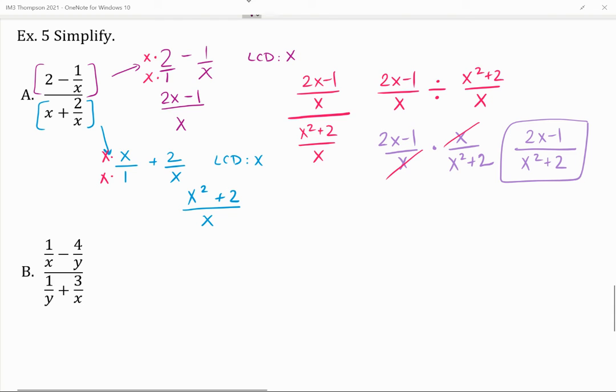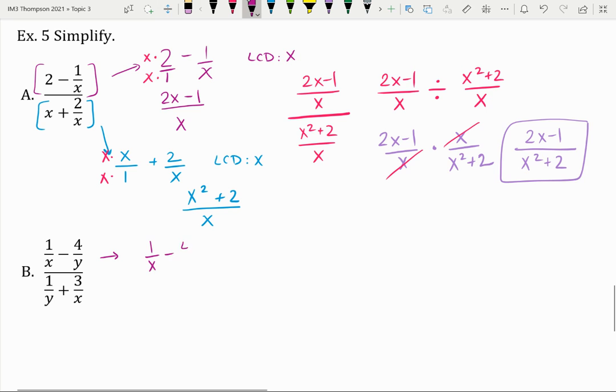So I have a second example here just for more practice. So I've got the big division sign here, right? So I'm going to take whatever I've got in the top and combine that into one fraction, and then whatever I have on the bottom, I'm going to combine that into one fraction. My least common denominator here is I have an x and a y, so I need both of those.